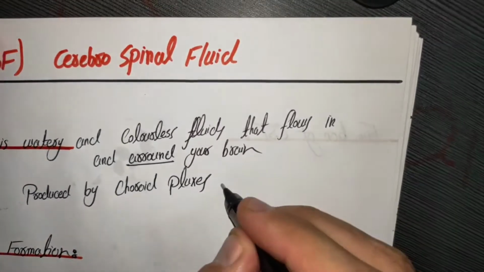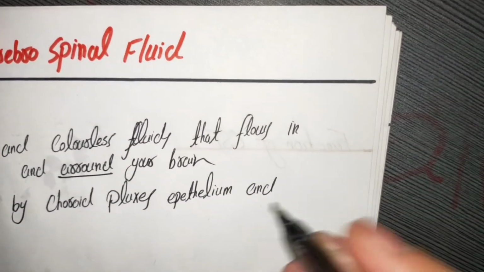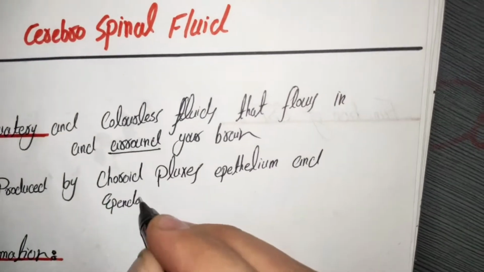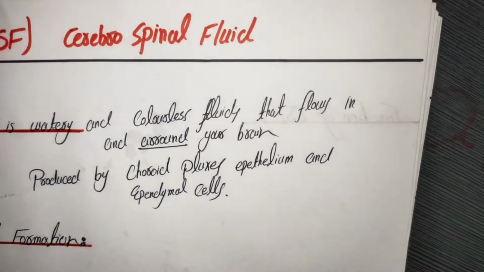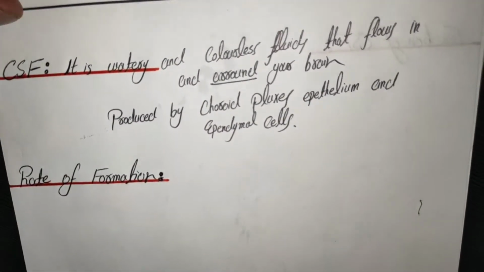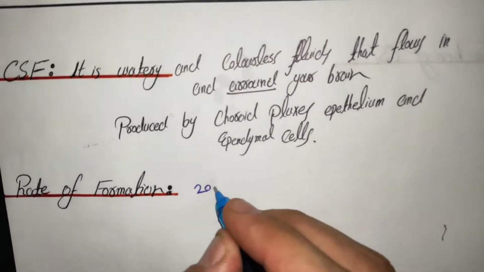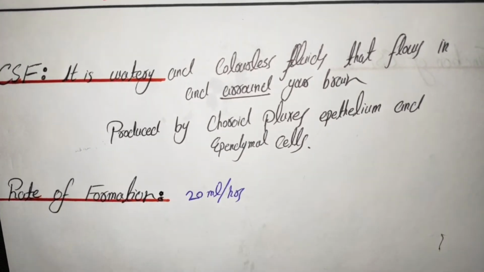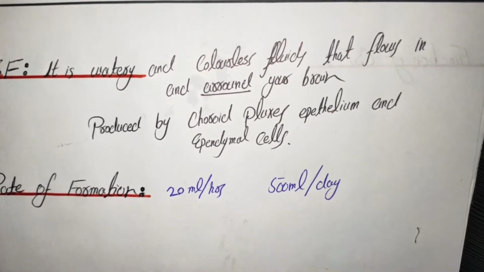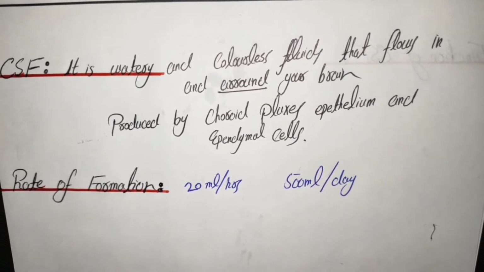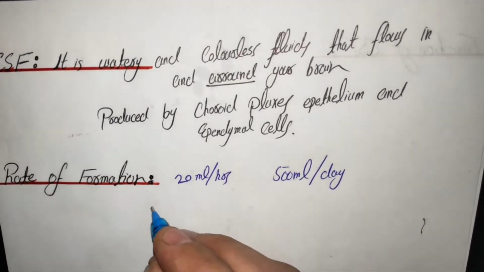Commonly, CSF is produced by choroid plexus epithelial cells, and ependymal cells, which are present in our brain. The rate of formation: normally 20 milliliters is formed per hour. If we multiply it within 24 hours, it might be around 500 milliliters per day.